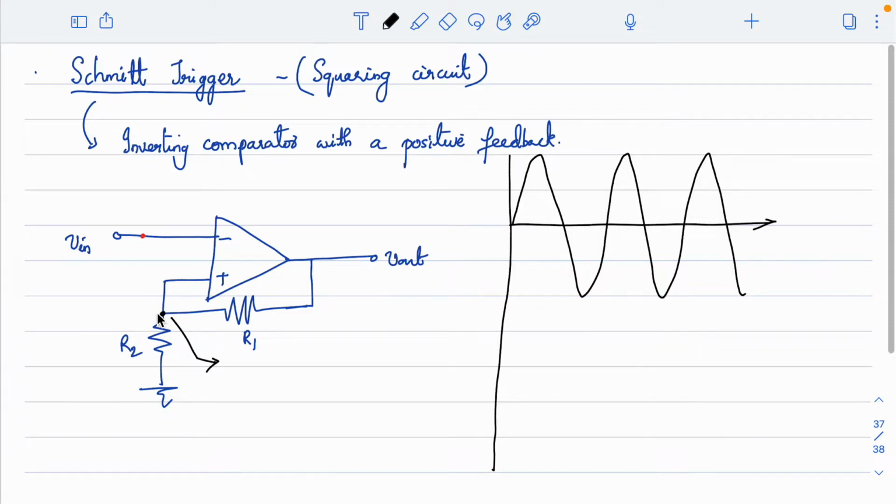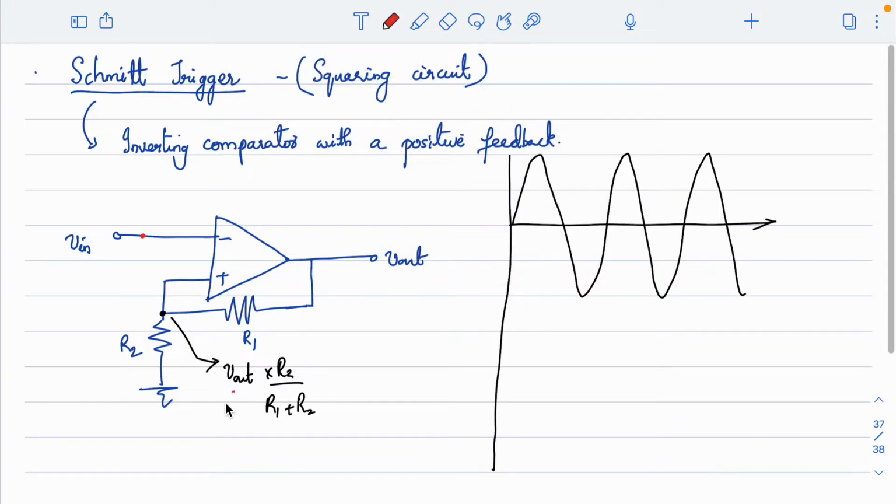How can I write the reference voltage at the non-inverting input terminal? This voltage will always be equal to V out into R2 divided by R1 plus R2. V out into R2 by R1 plus R2 is the voltage which is appearing at the non-inverting input terminal. So every time the comparison is between the input voltage and the voltage which is coming over here.